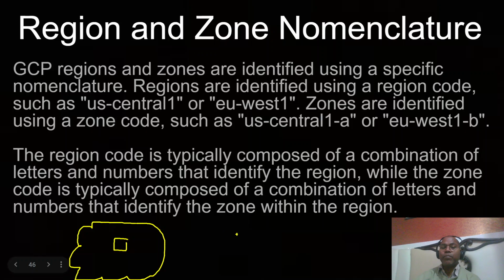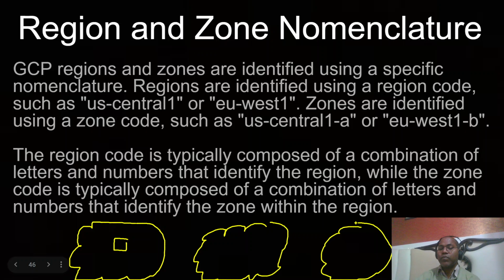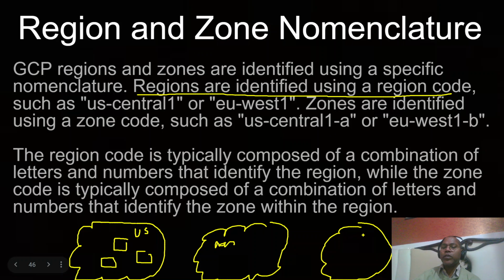We have lots of regions, and one region has multiple zones. They follow a convention because regions and zones are geographical locations. Key regions are identified by the region code. What is the region code? For the US, the region code is US. For Asia, it is Asia. For Europe, it is EU. It is some initial letters of the particular region.